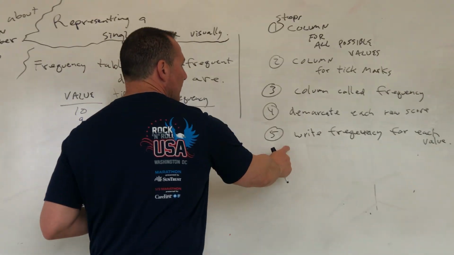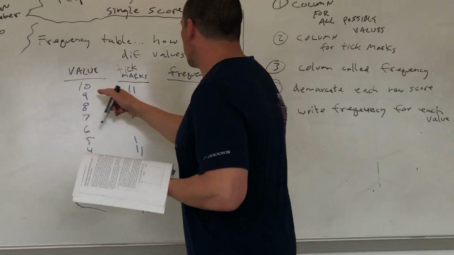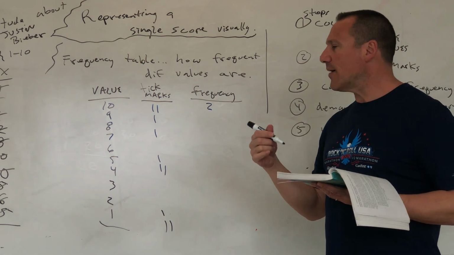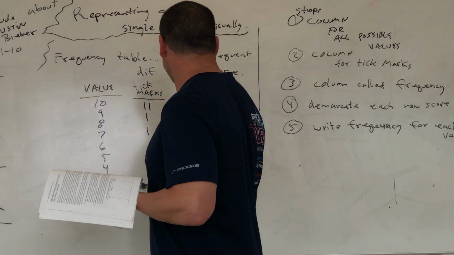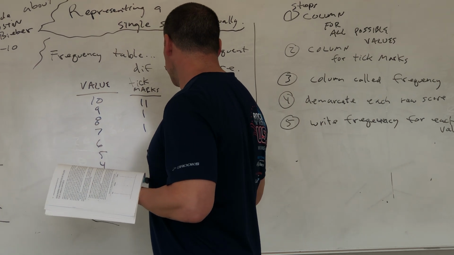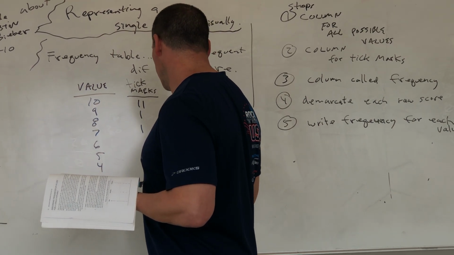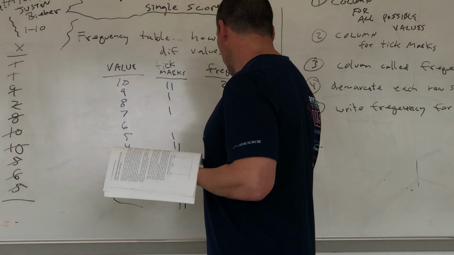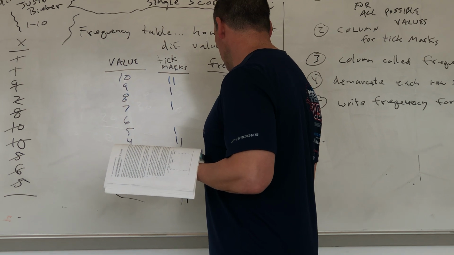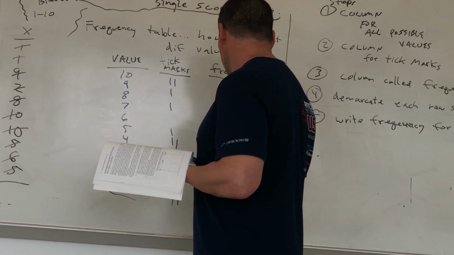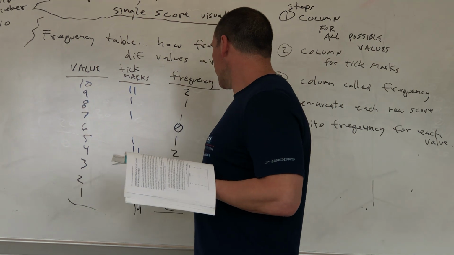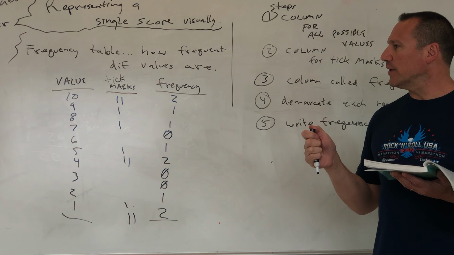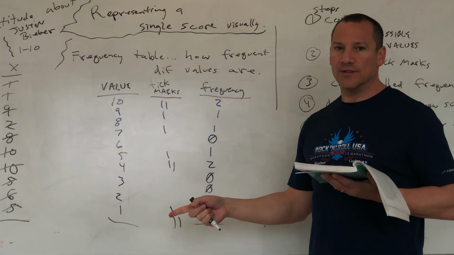And then this final step is we're going to write the frequency for each value. So 10 happens two times. The frequency means how frequent was that particular value. 10 happens twice, 9 happens once, 8 happens once, 7 happens 0, 6 happens once, 5 happens twice, 4 and 3 happen 0, 2 happens once, and 1 happens twice. So this is a frequency table representing how frequent each of these values is in the raw data.